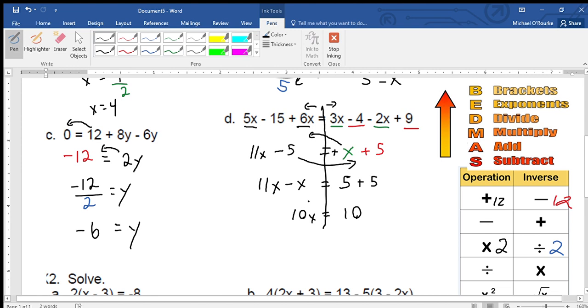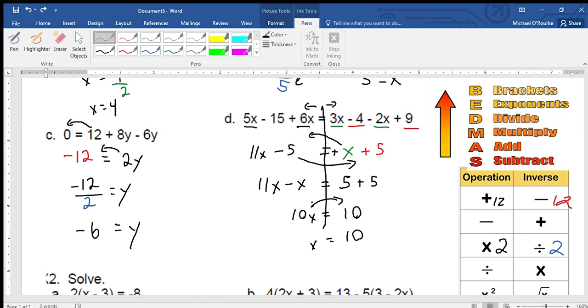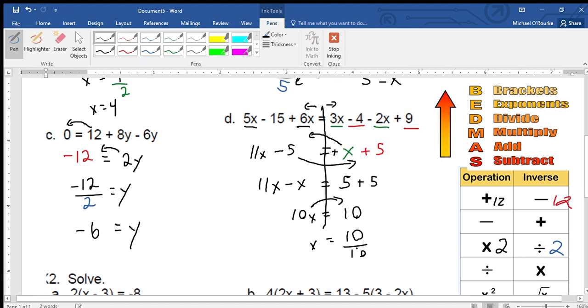Now we're here again, where we have our coefficient with a variable. And we know that we're going to move it over. But the very last step is always divided by 10. And realistically, I draw this arrow, that 10's going down there. So x equals 1. Okay?